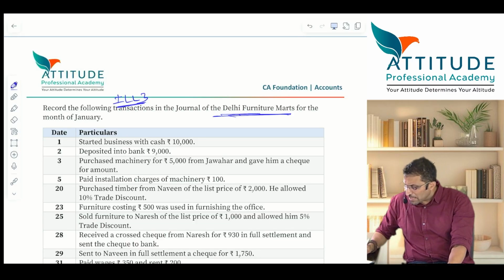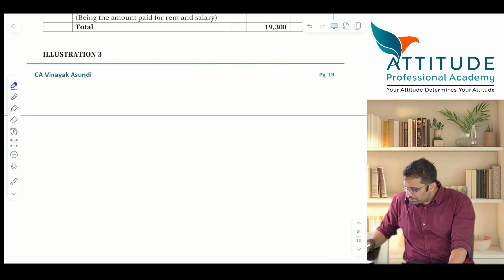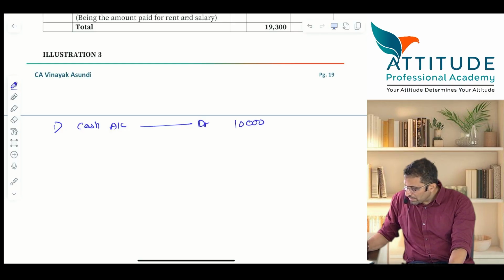First one. Started business with cash 10,000. Simple. Please tell me the entry. Cash account debit 10,000. Asset increases, and capital also increases. To capital account 10,000. Did you get it? What I am putting in bracket is important.